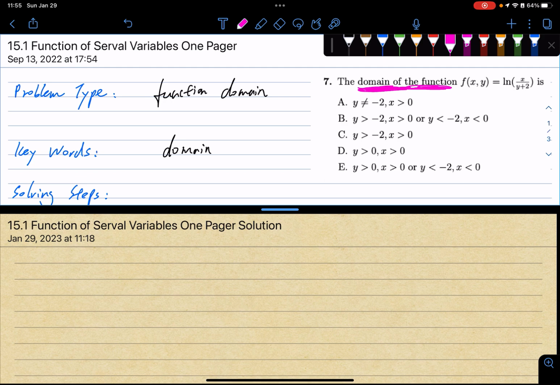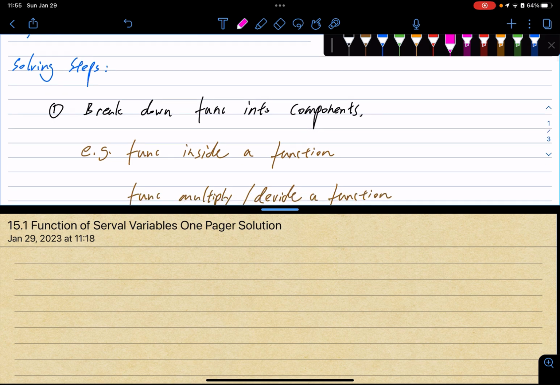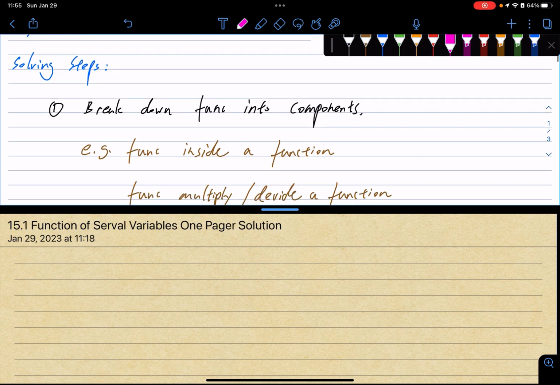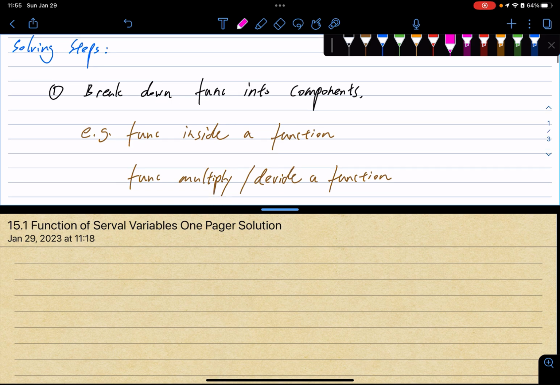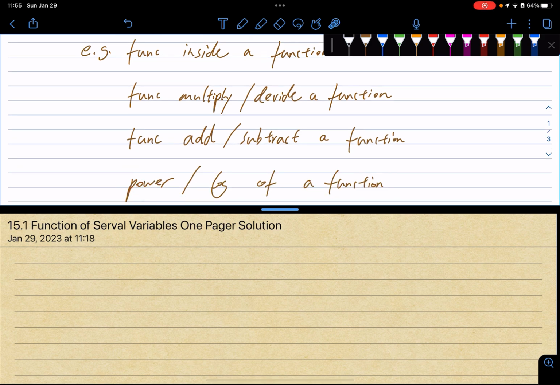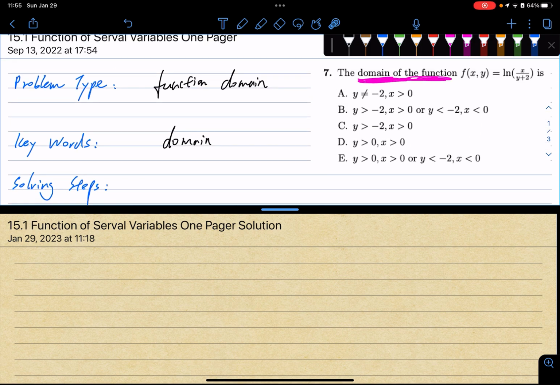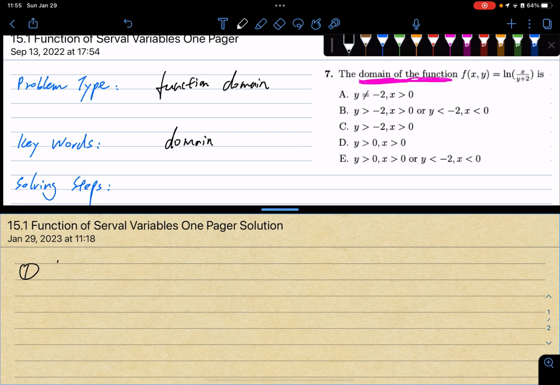So the first step to solve this type of question is what I would call breaking down the function into its components, right? For example, it's a function that's inside a function. Let's say there's some multiplication, division inside the function, and also some addition and subtraction, and also some sort of a power, log, or maybe even square root, right? So in our case, our function is f of x, y equals the natural log of x over y plus 2, right?